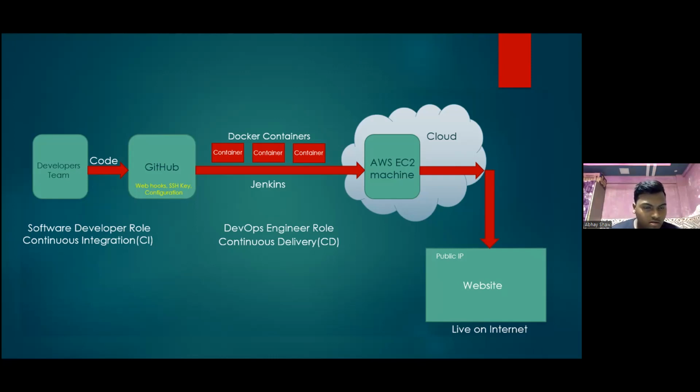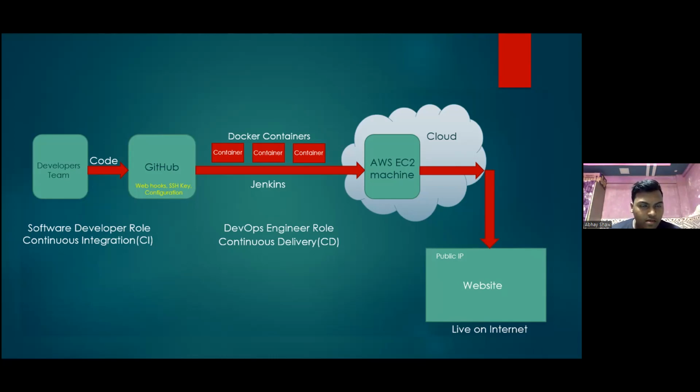So here the software developer's role is finished, like the continuous integration of putting the patches of code into GitHub with version control software. That's complete. From there until hosting the website live on the internet is the role of a DevOps engineer.